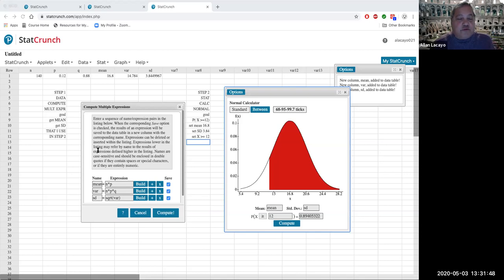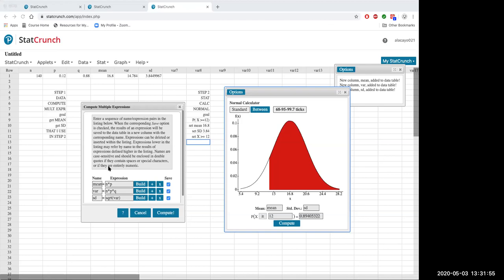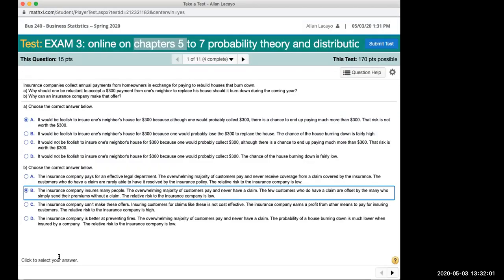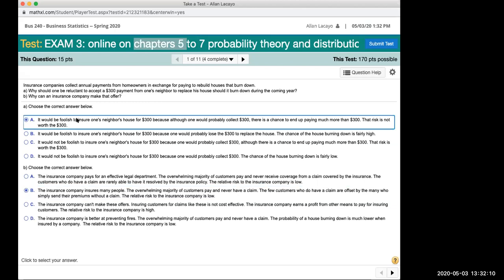But what makes the insurance company able to offer that and not seem so foolish? Oh, wait, Ellen, we can't see your screen for the question. Yep, here you go. Got it. Yeah, the risk is not worth it. The risk is not worth it. But B for me.